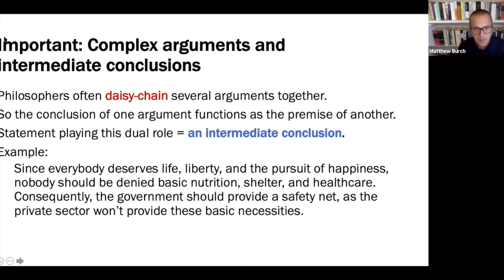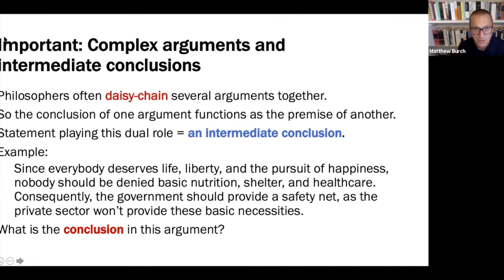Here's an example. Since everybody deserves life, liberty, and the pursuit of happiness, nobody should be denied basic nutrition, shelter, and healthcare. Consequently, the government should provide a safety net, as the private sector won't provide these basic necessities. Now, there are a couple of daisy-chained arguments happening here. And this is not a well-written piece of text, right? Part of the problem with reconstructing this is that it's written in a way that isn't very clear. It's difficult to follow how the premises are connected and so on. But that's part of the point. Khalifa used this text because he wanted to show you how complicated it can be to reconstruct an argument that has intermediate conclusions.